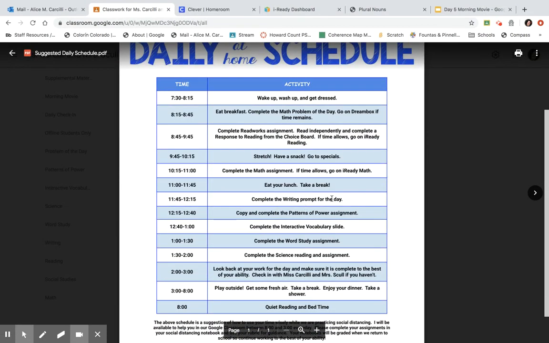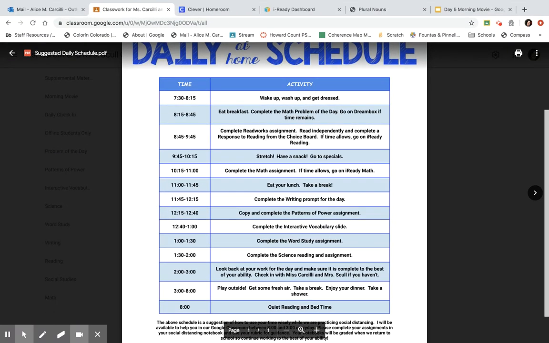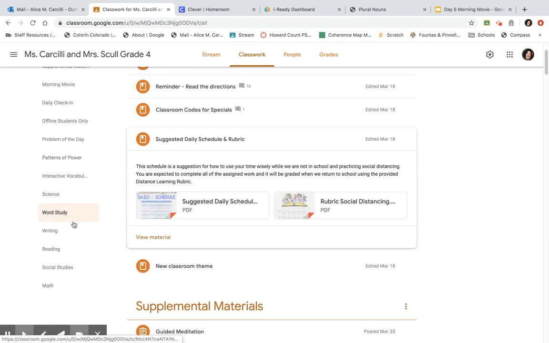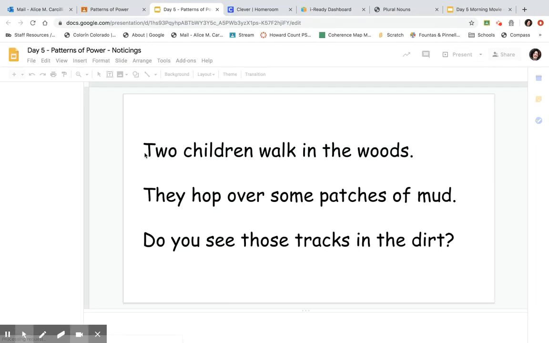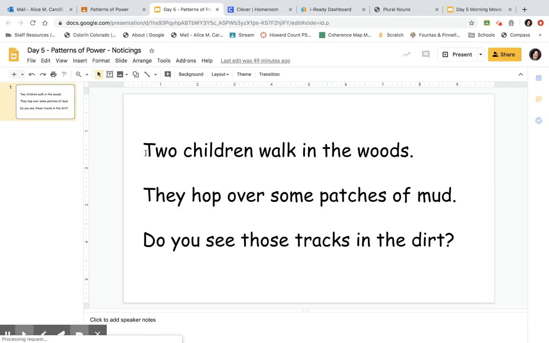All right, our patterns of power for today. I changed this a little bit too. I want you to copy. So let's look at patterns of power. I want you to copy these sentences into your notebook. Make sure you put today's date and patterns of power as your heading on the next clean page in your social distancing notebook. And I want you to write your noticings down in your notebook.